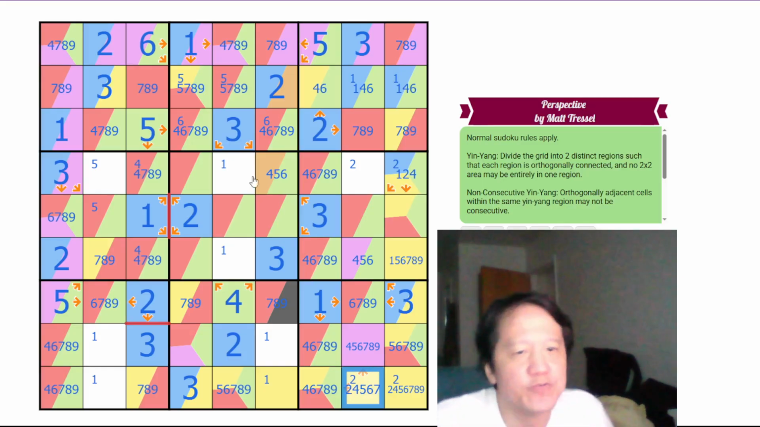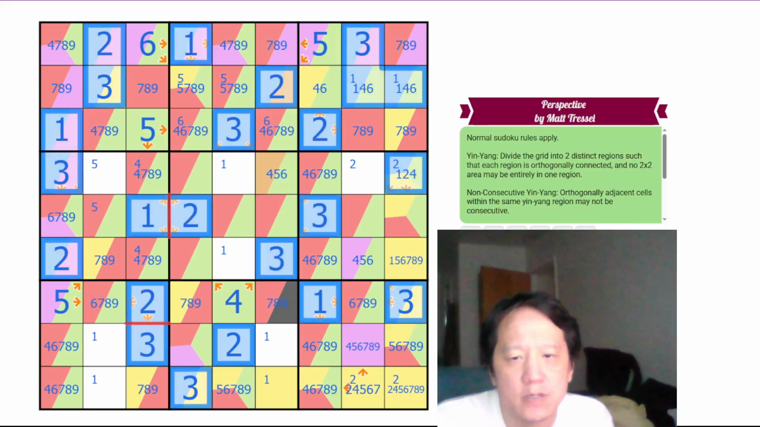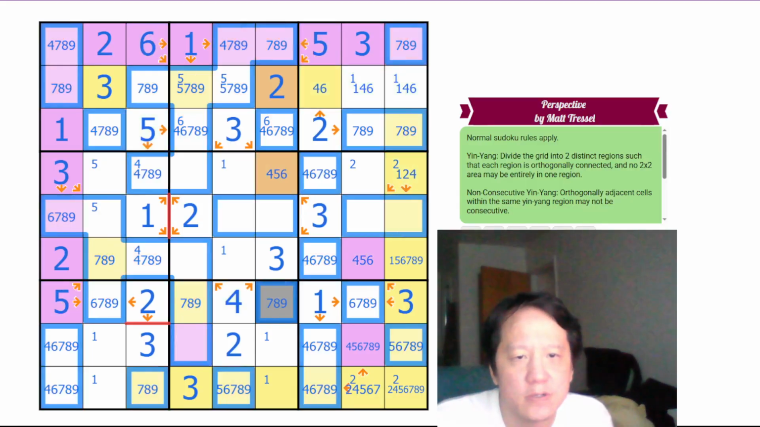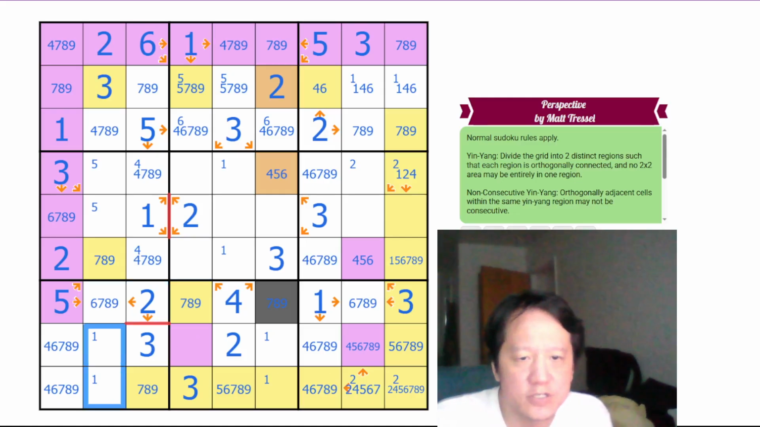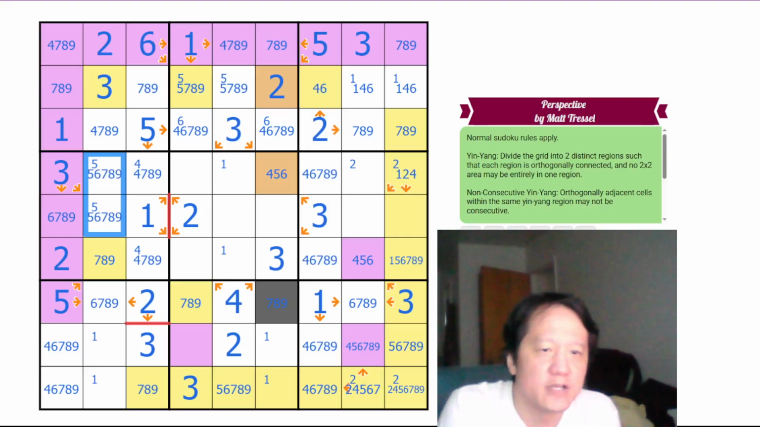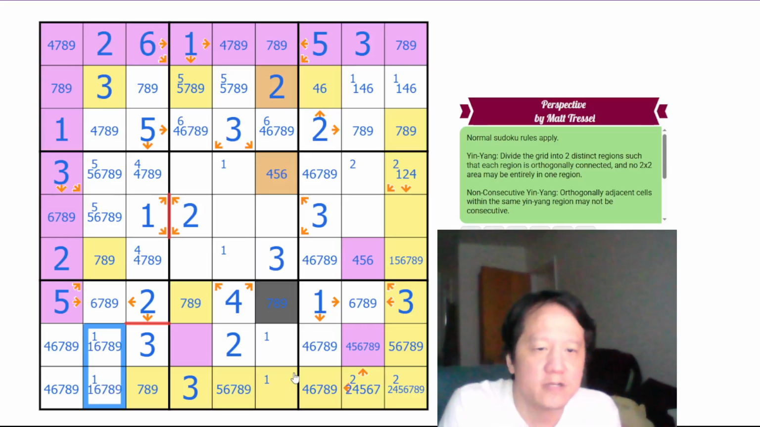Let's remove the green, red, and blue coloring, because right now that's not too helpful. Okay. Let's just fill in the rest of the digits. So this is 5, 6, 7, 8, 9. This is 1, 6, 7, 8, 9.